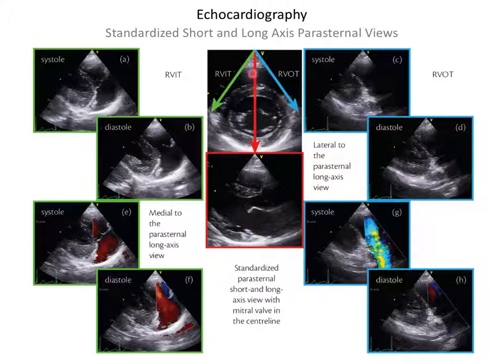So this image, this red line is probably somewhere down here. If we tilt this way, we can look at the right ventricular outflow tract. If we tilt our transducer this way, we can look at the right ventricular inflow, which is here, right, from the right atrium into the right ventricle.